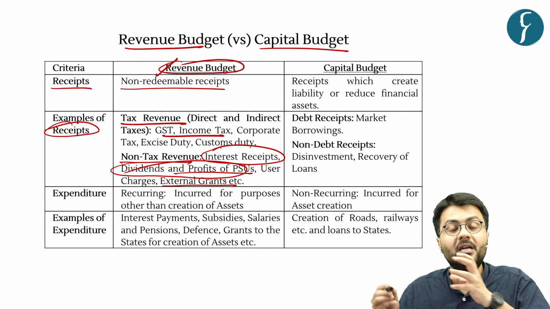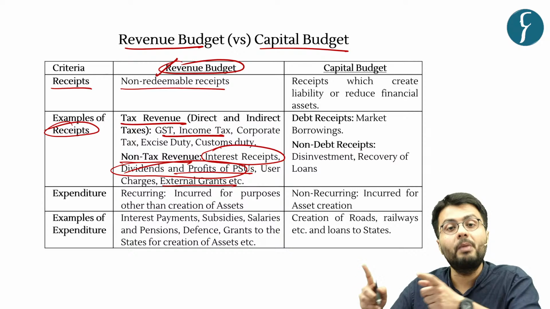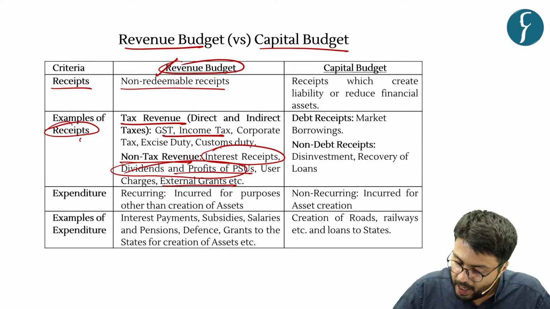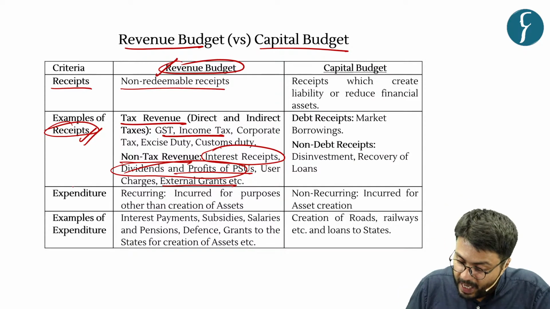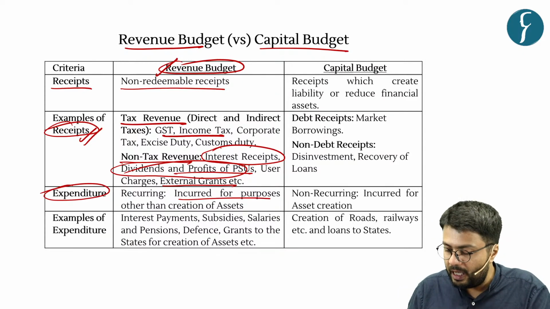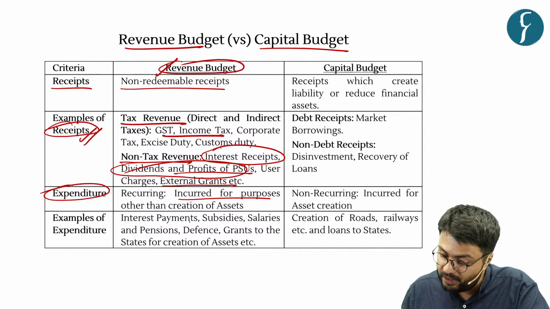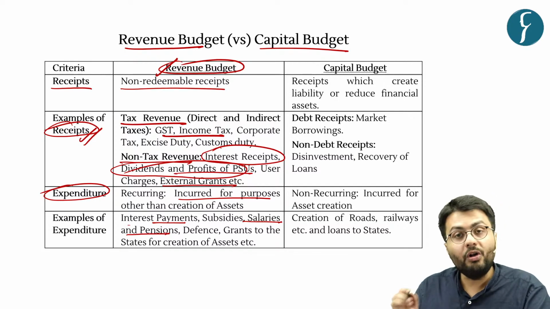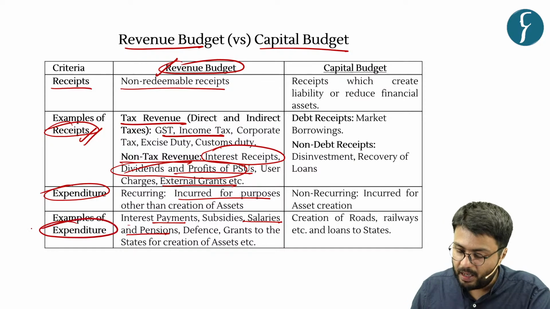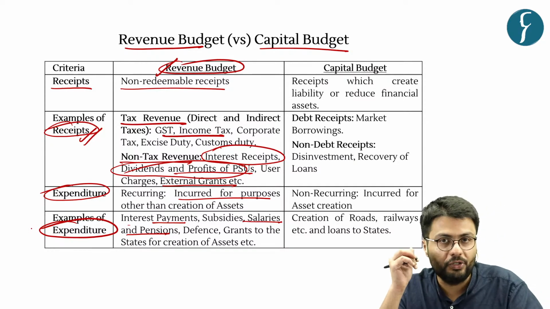Further, any external grants that the government receives from other countries are also categorized under revenue receipts. Also, the expenditures made by the government in day-to-day activities such as interest payments, salaries and pensions are all categorized as examples of revenue expenditure.